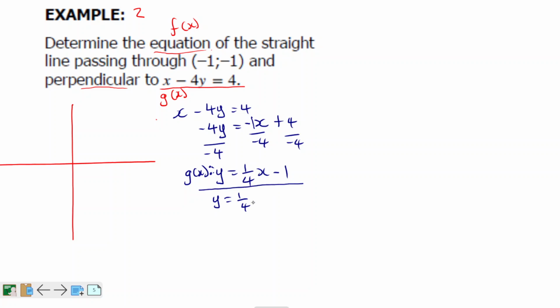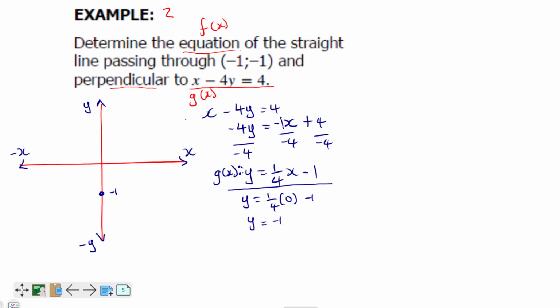So make x 0, then y is equal to negative 1. So the first point I'm going to have is negative 1. This is y. Remember, these are your y-axis. This is a negative y-axis. This side is a positive x-axis. That side is a negative x-axis. So now let us find the x-coordinate.